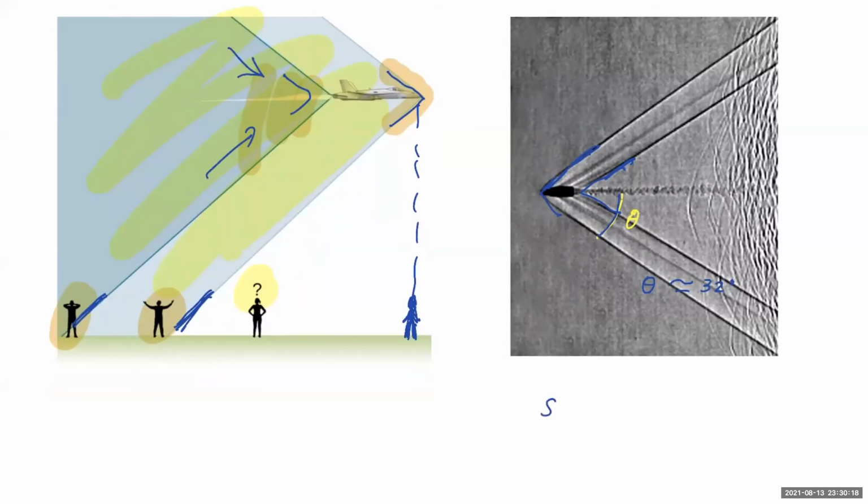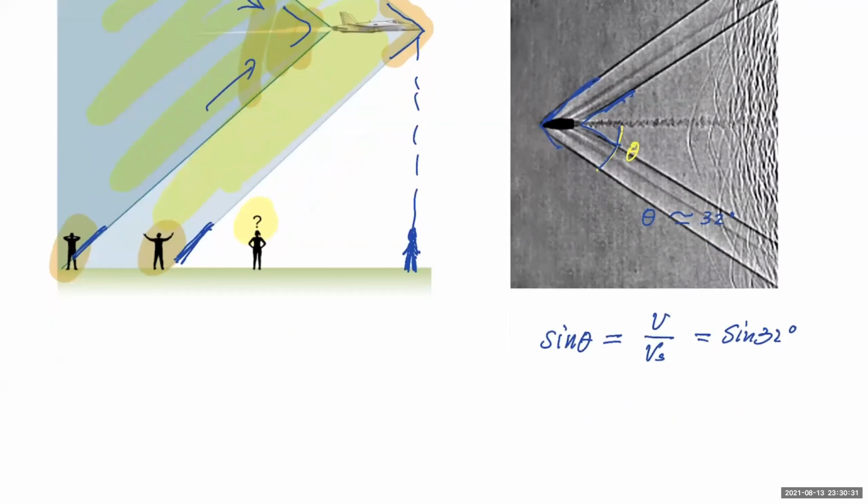Because sine theta equals V over Vs, and that equals sine 32 degrees. This tells me what Vs is. So Vs would be equal to V divided by sine 32 degrees. And you do that math, you find it roughly equal to 1.9 V. So the speed of the bullet in this case is about 1.9 times the speed of sound.